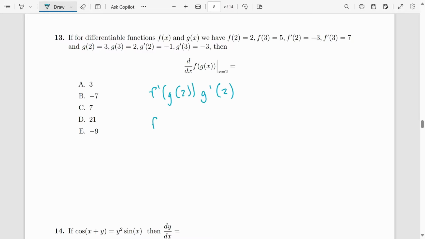So f prime of g of 2, that is 3. So f prime of 3 times g prime of 2, which is negative 1. So f prime of 3 times negative 1. f prime of 3 is 7, times negative 1 is negative 7.